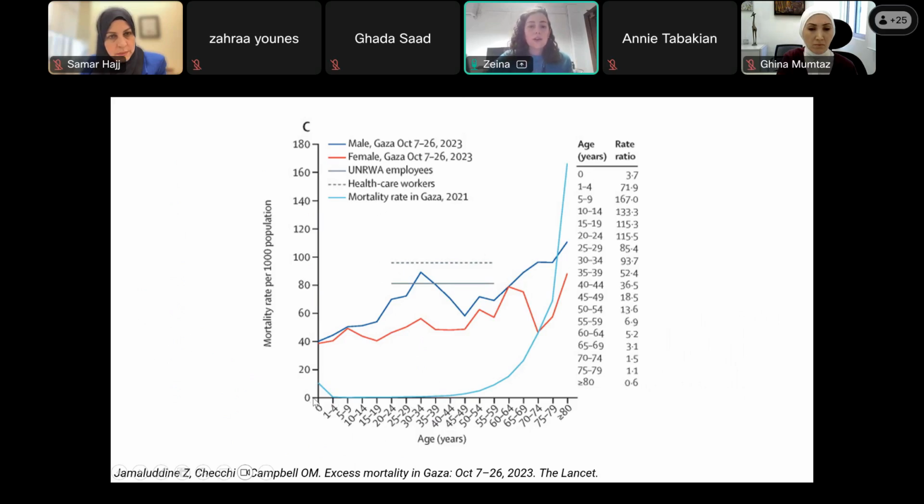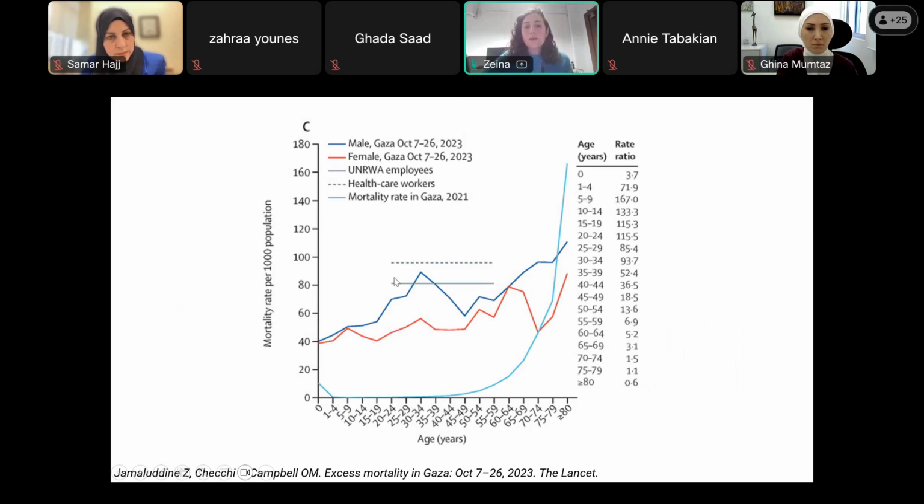And then we have the mortality rate per 1,000 population. And what we also did is look at the male mortality in blue and the female mortality in red, but then later on also compared it to the mortality rates in 2021, which is usually the normal pattern of mortality that we expect to see.